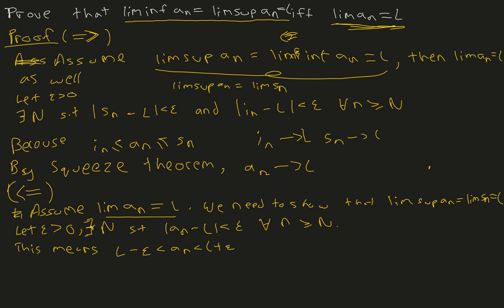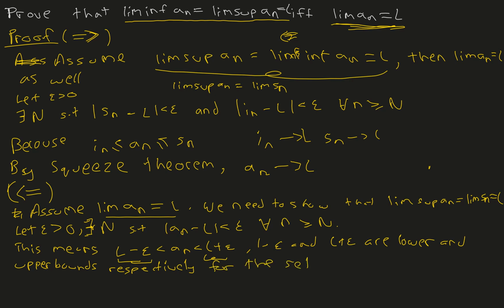Right. So what next? So this means L − epsilon and L + epsilon are lower and upper bounds, respectively, for the set. So this is the set of the terms of the sequence A_{N+1}, A_{N+2}, and so on. So the sequence A_n is basically bounded by L + epsilon and L − epsilon. At least the terms at the ending of the sequence are bounded by L − epsilon and L + epsilon. So the set of terms of this sequence are bounded by L − epsilon and L + epsilon.